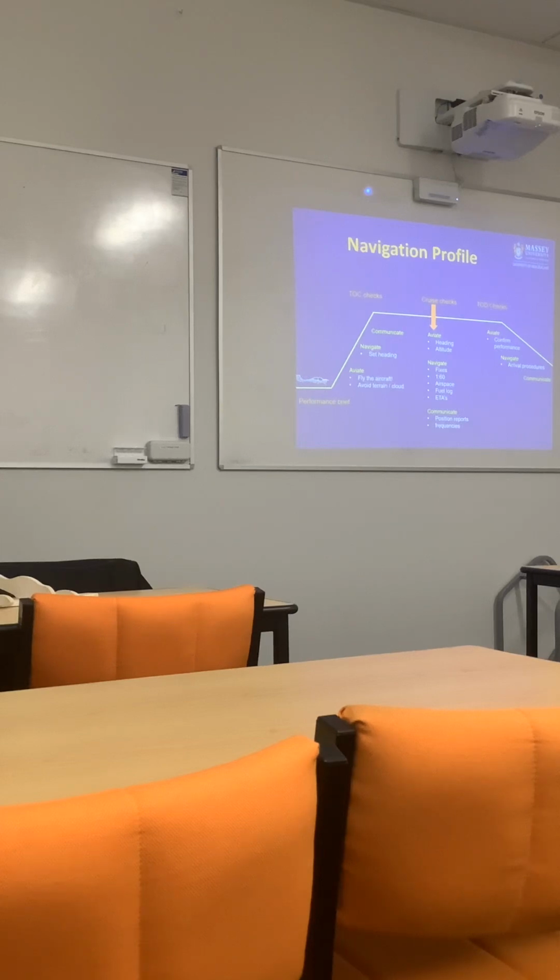So avoiding terrain and cloud, going through the gorge. Is there any weather en route that we were expecting that is happening? Cruise checks, are we following our main points? Are we staying on track? Can we find our features? Is our fuel still working fine?